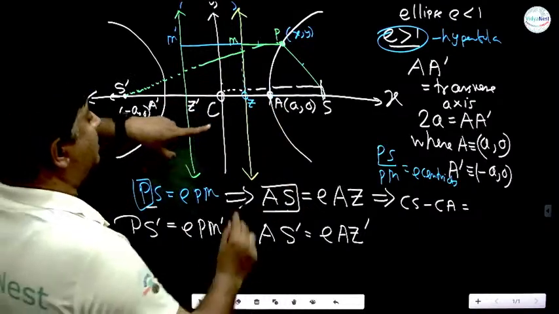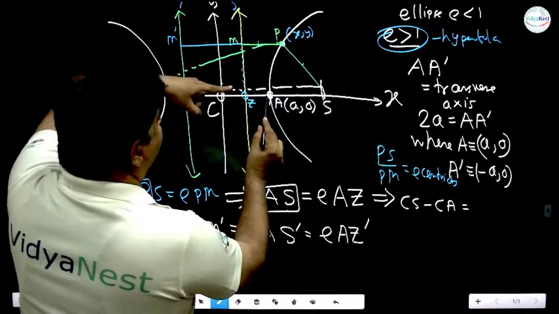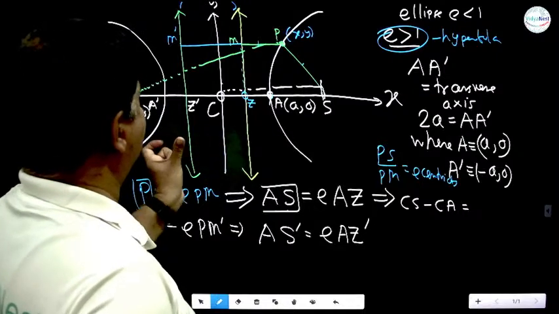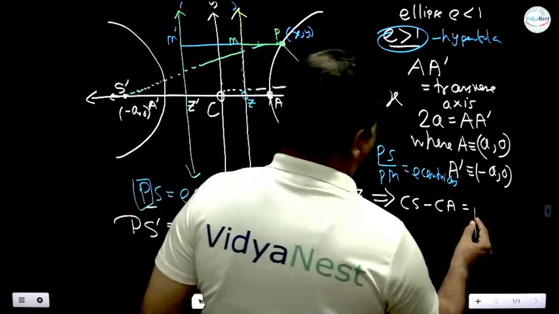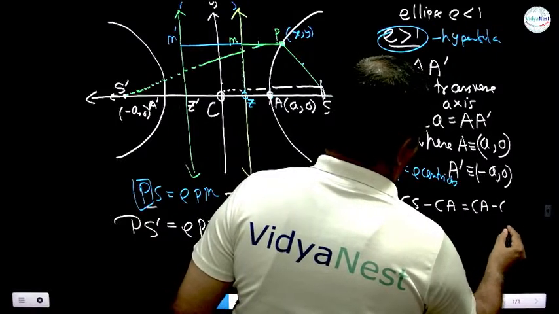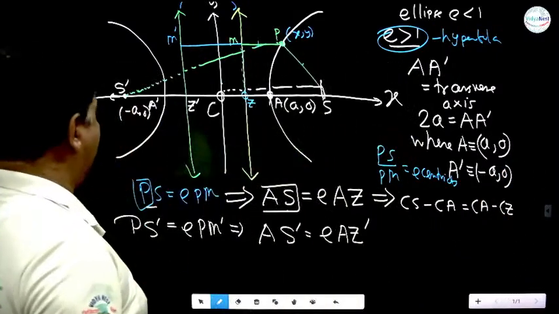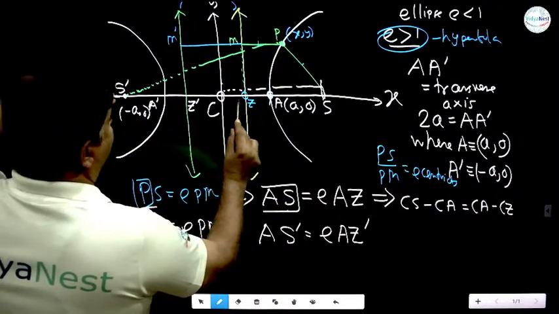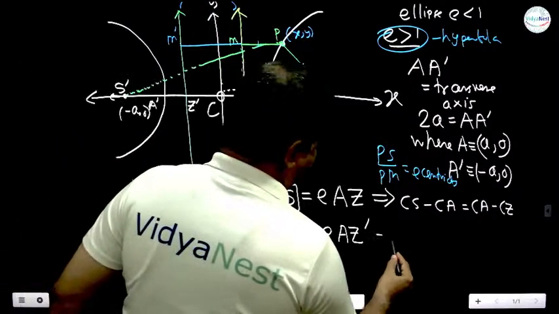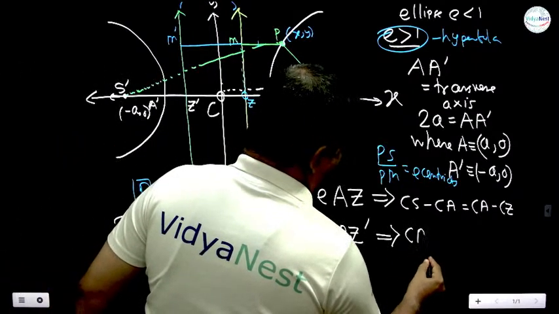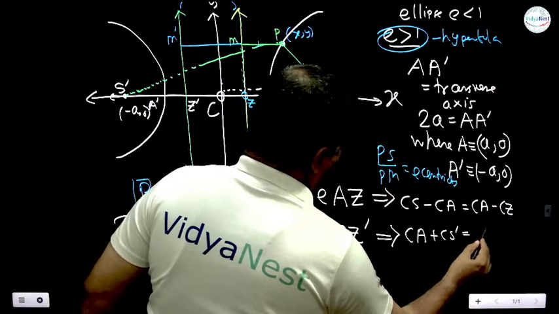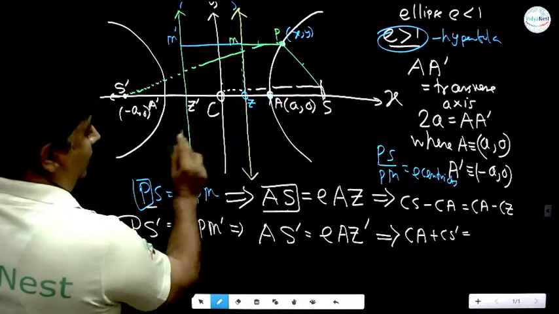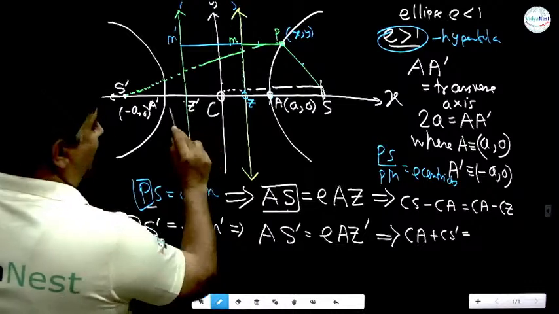And AZ means CA minus CZ. Similarly, AS dash means CA plus CS dash, and AZ dash means CA plus CZ dash.